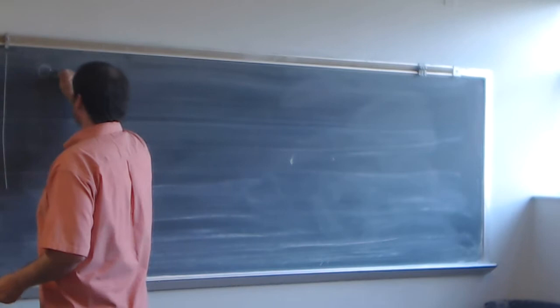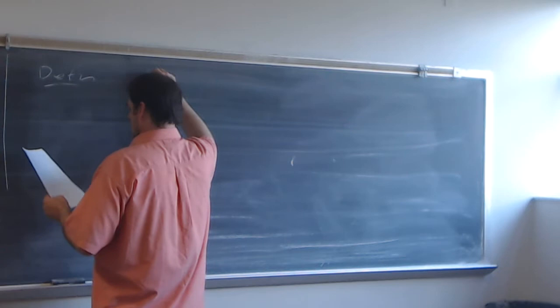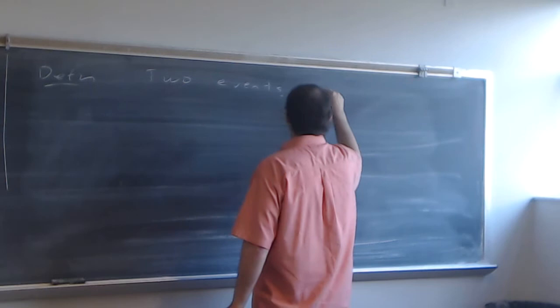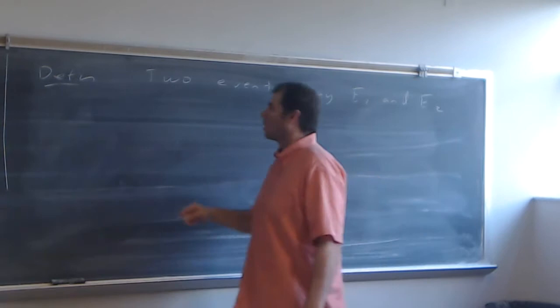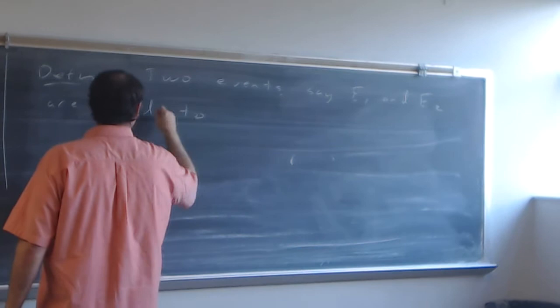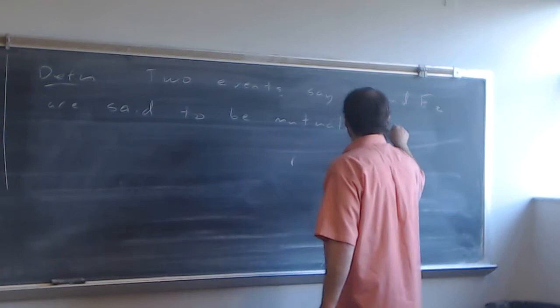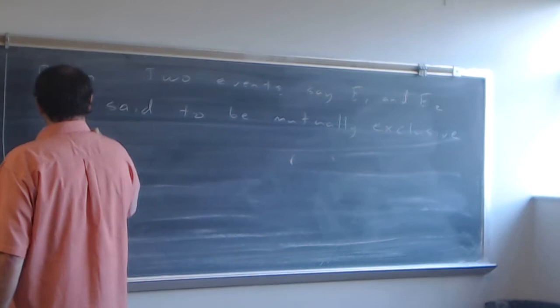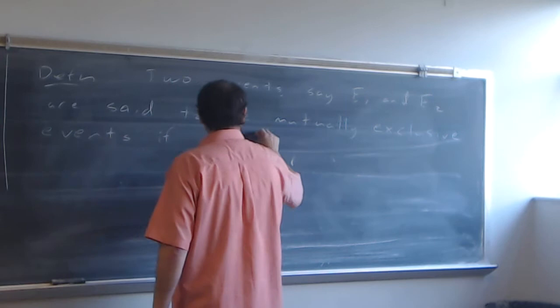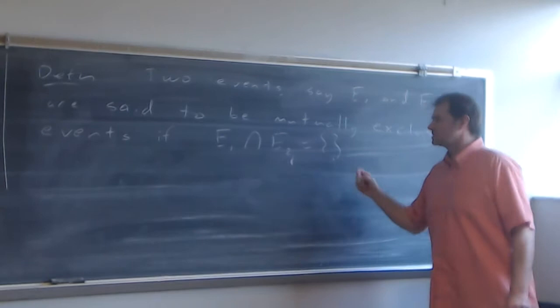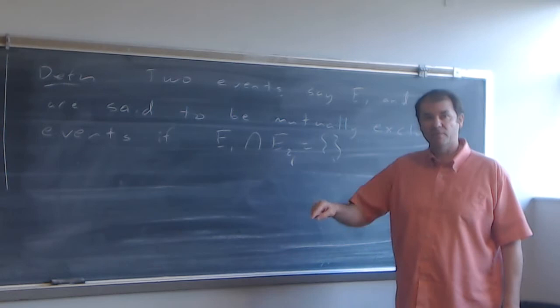Definition. We'll say two events, say E1 and E2, are said to be mutually exclusive if E sub 1 intersected E sub 2 is equal to the empty set. So their intersection is the empty set. That is, these events have nothing in common. If one of the events happens, the other one could not happen.